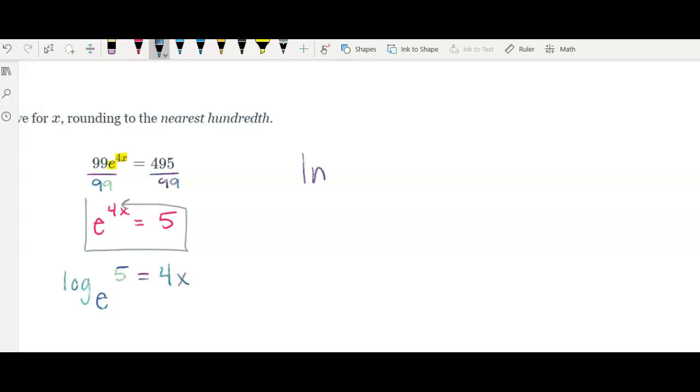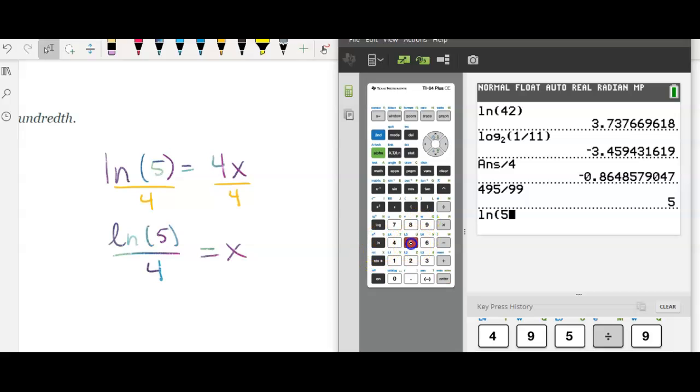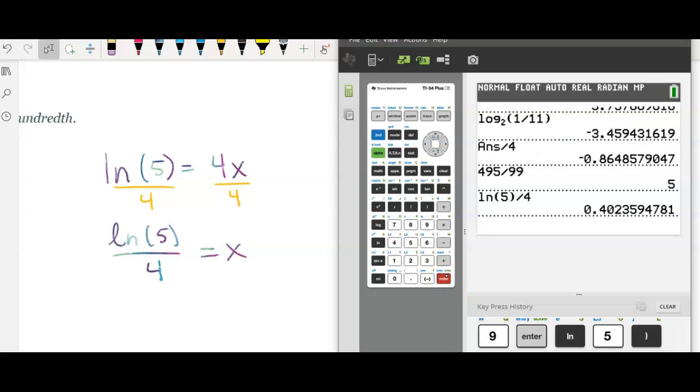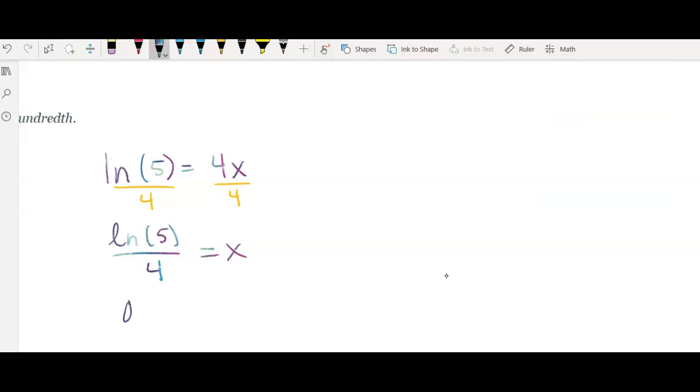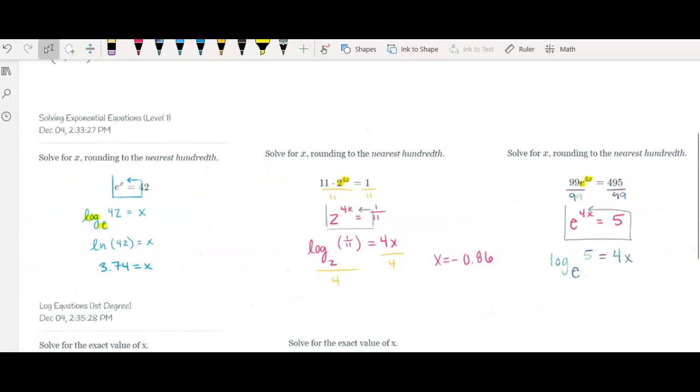And remember, log base e is the same as ln. So I have ln of 5 equals 4x. And now to solve for x, I'm going to divide both sides by 4. So ln of 5 divided by 4 is equal to x. And now I can type that in. ln of 5 divided by 4. And again, round to the hundredth, 0.40 equals x. So that's how you solve problems in that section, exponential equations level 1.